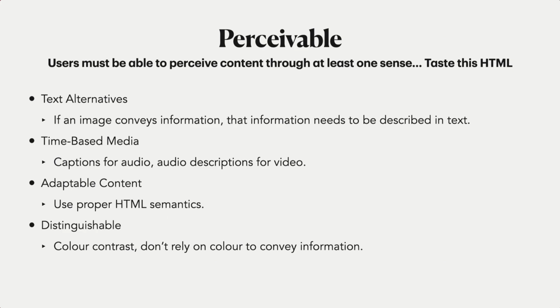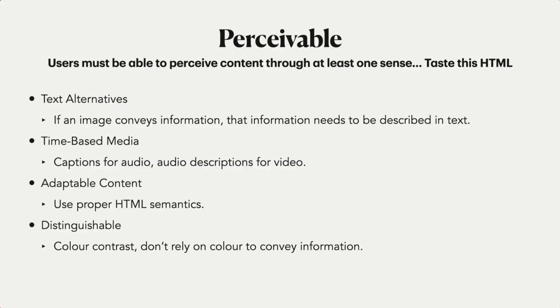The second area is time-based media. Videos and audio content need alternatives. For video, this means captions, text that appears on screen synchronized with the spoken audio so users who are deaf or hard of hearing can follow along. It also means audio description for video content where visual information is important and not captured in the dialogue, so that users who are blind or have low vision can understand what's happening on screen.